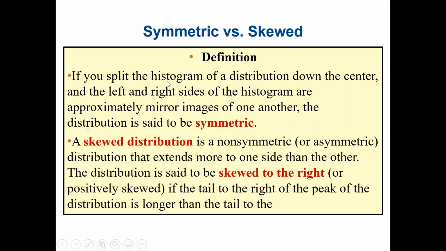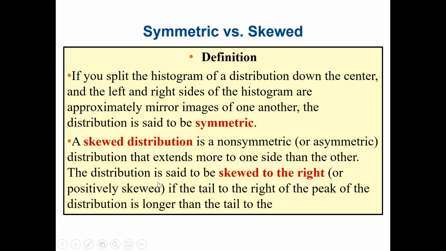So here, if you split a histogram of a distribution down the center, and the left and the right sides of the histogram are approximately mirror images of one another, then the distribution is symmetric, which means the mean and the median are the same. Now, a skewed distribution means we have a non-symmetric one. So when we place a line in the middle, the left side will not be the mirror image of the right side.